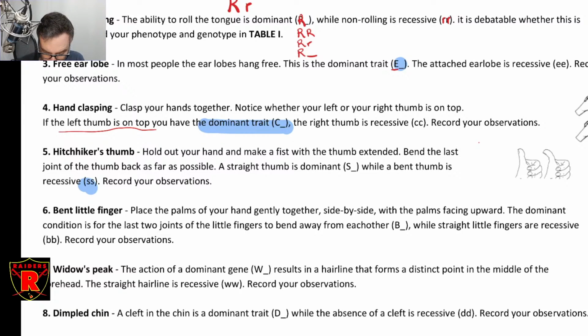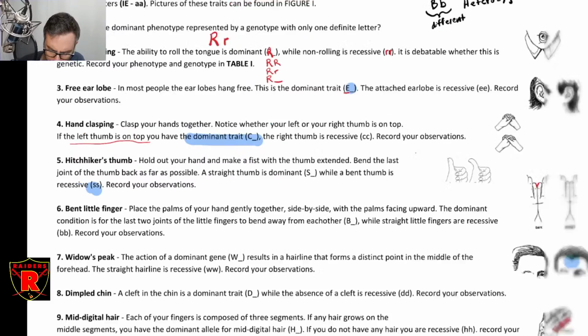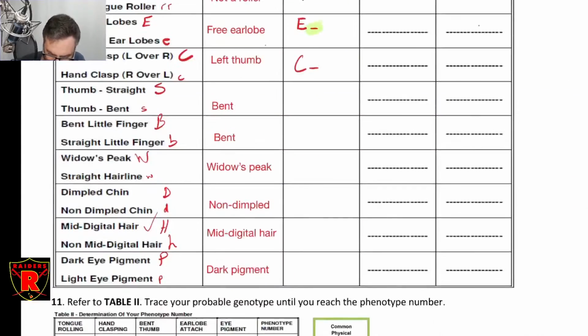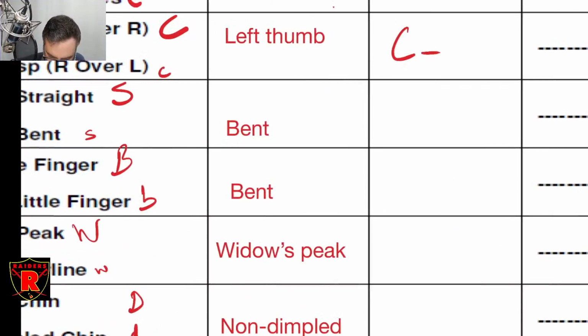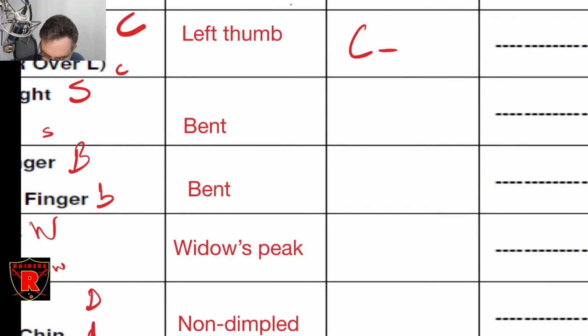Wait. Which one's dominant here? Straight thumb is dominant. So that's the dominant trait. So I don't have the dominant trait. I have the recessive. So that these are S's. Again, not a great one to use, but because mine's bent, I have little s, little s. But if you have a straight thumb, that's capital S, small s.